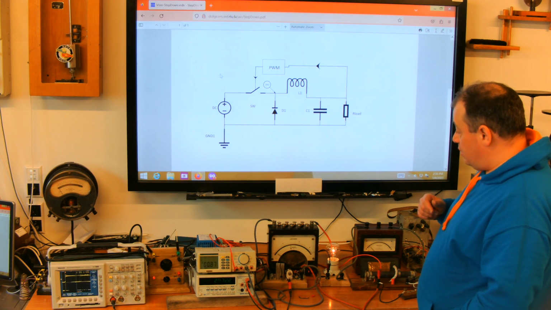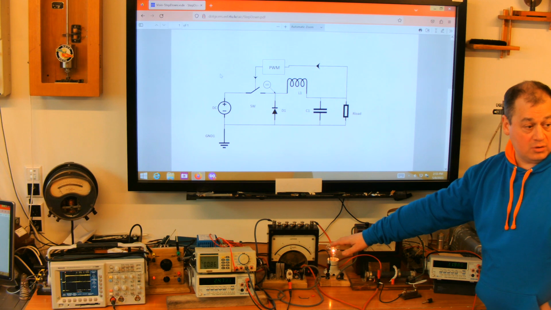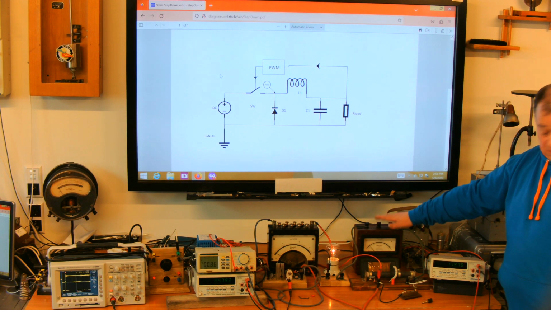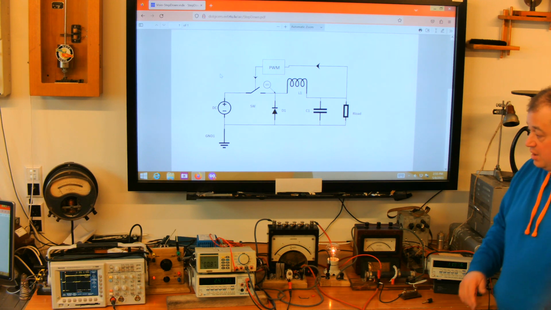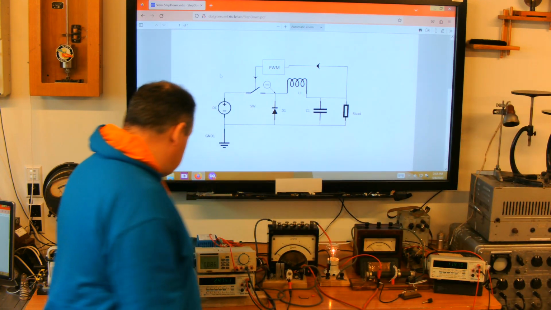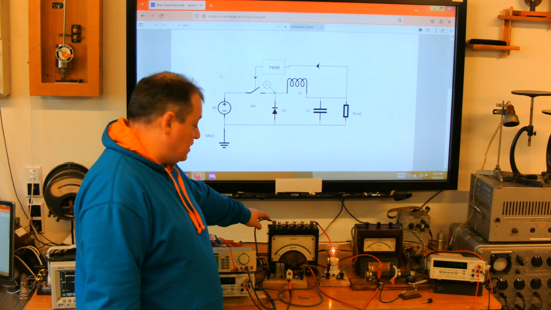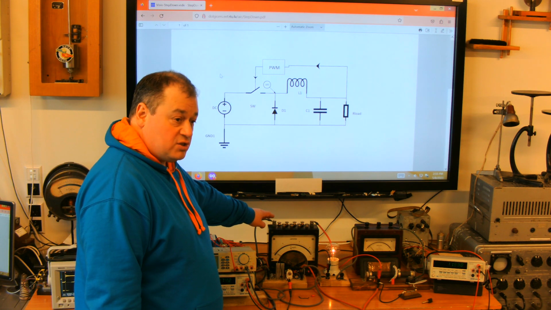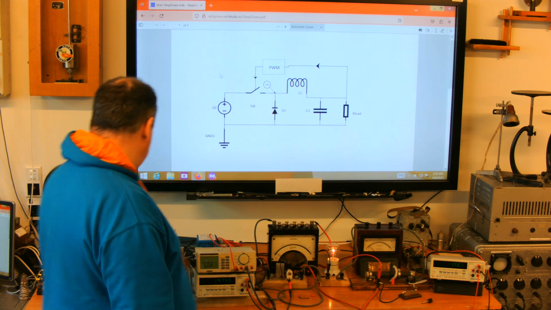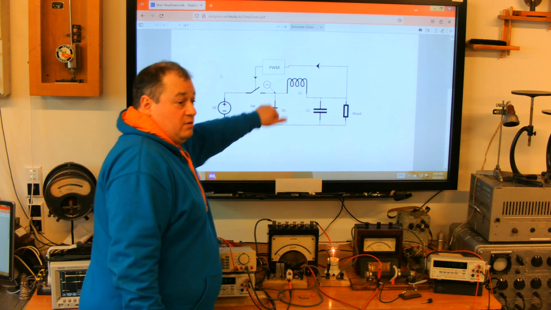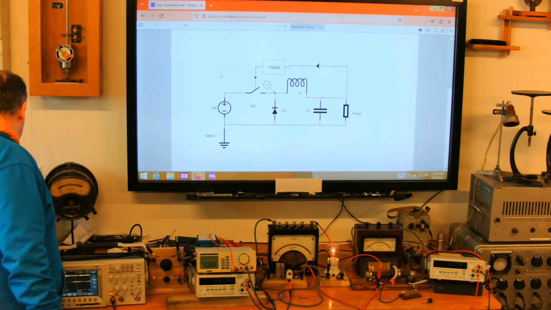Let's now see. Here is my load resistance, this is load current, load voltage, source voltage, source current, and I put this analog meter into the source circuit. Also, I have attached a scope at this point where the voltage is shown.